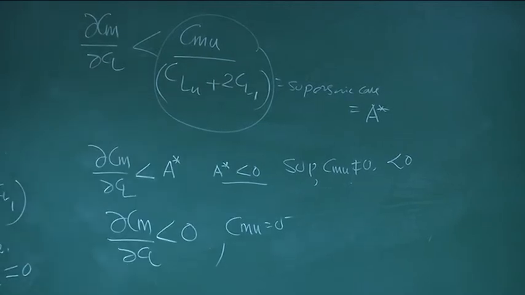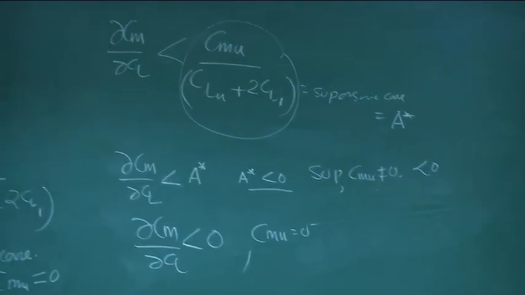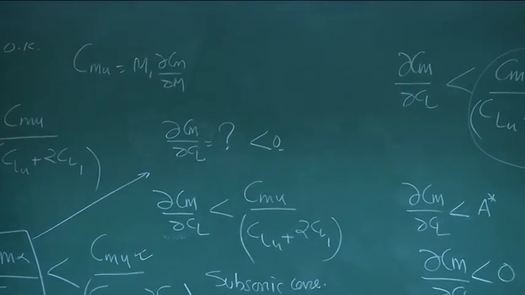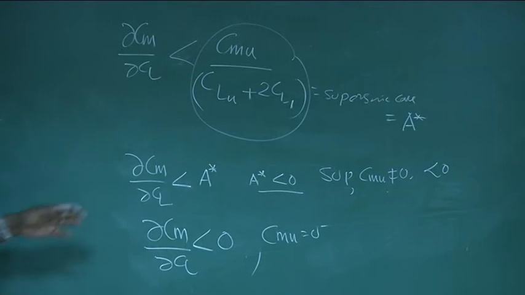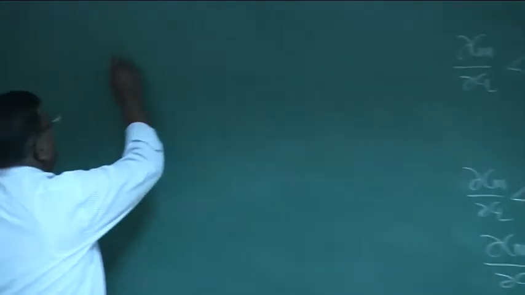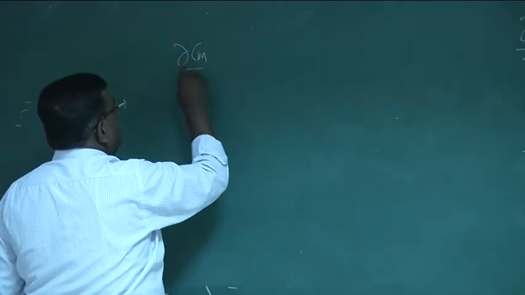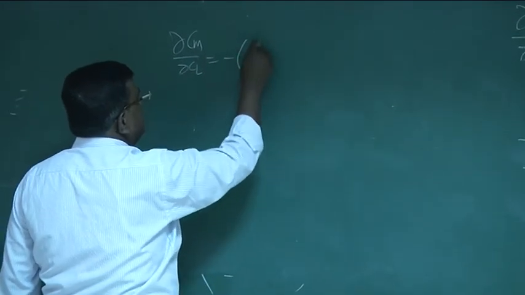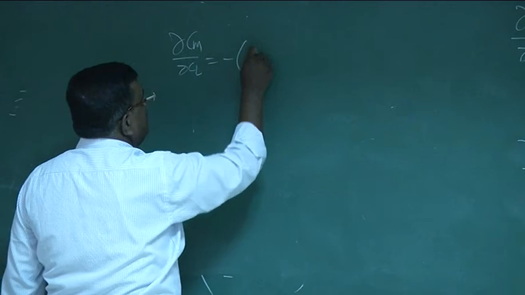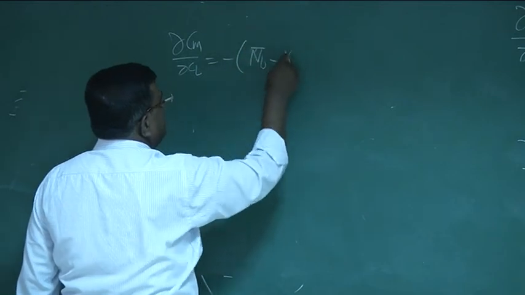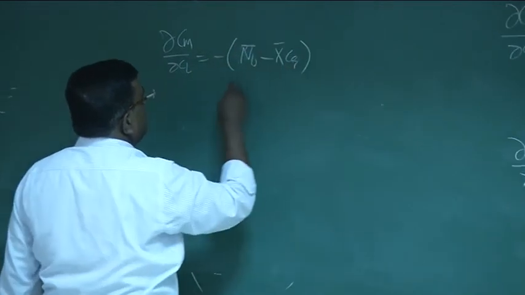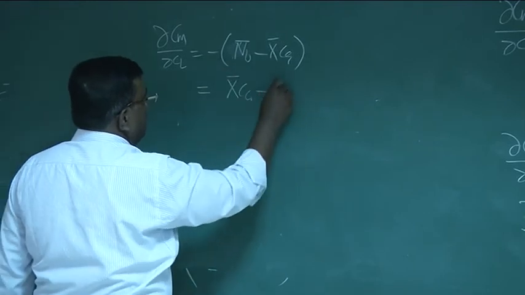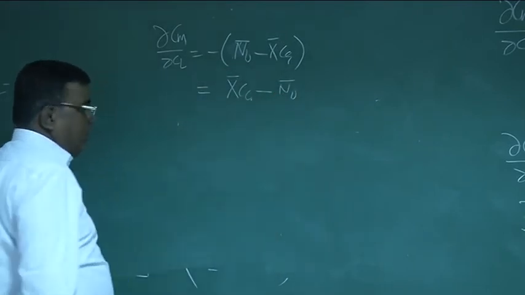What is dCm/dCl? dCm/dCl is, that you understand. Let me erase this part. So what is dCm/dCl? We have seen dCm/dCl is nothing but minus the static margin, that is minus (x neutral point minus xCg bar), or we can write it as xCg bar minus N0 bar. N0 is the neutral point.